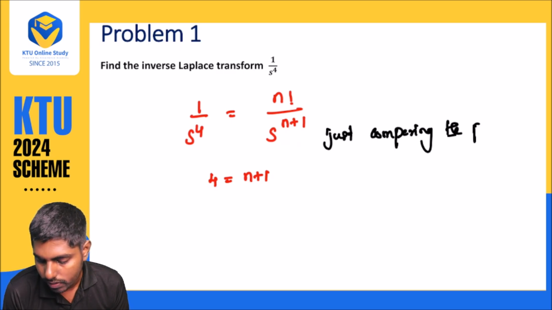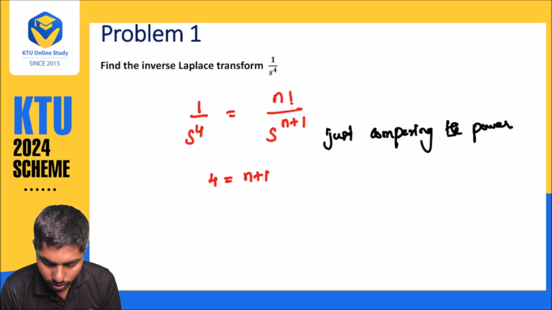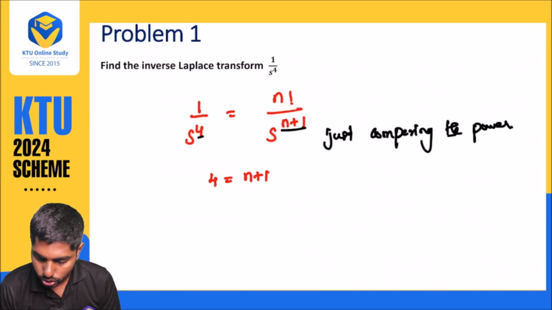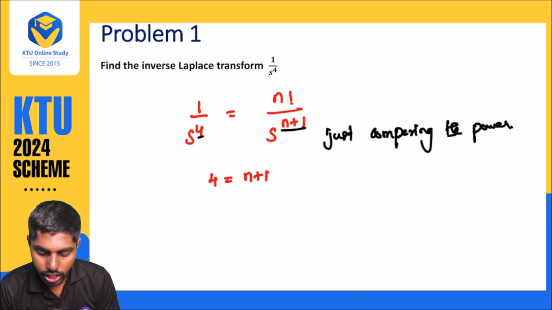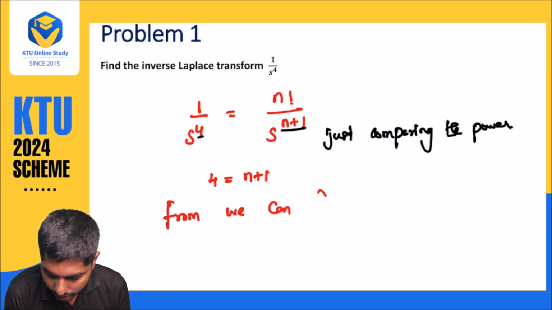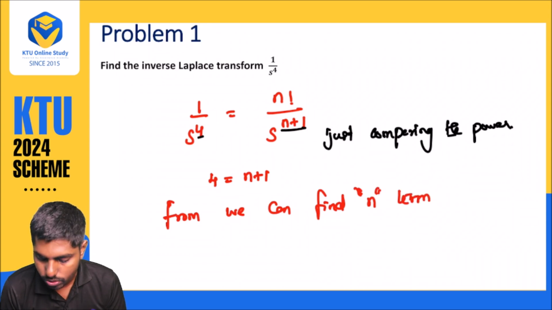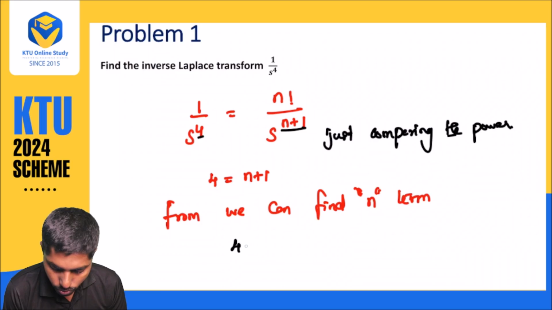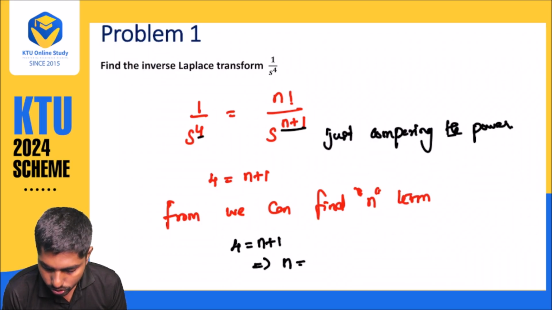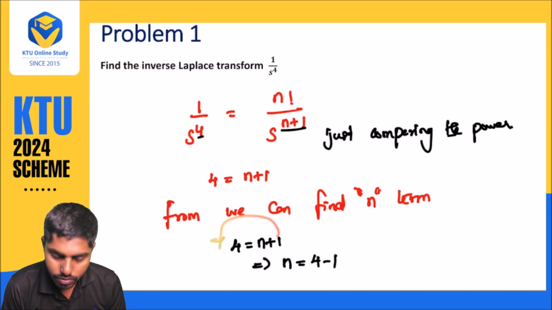Comparing the power. When you are comparing the power, I am taking 4 is equal to n plus 1. So from here we can identify the n value, no? From here we can find the n term. So what is n? 4 is equal to n plus 1, so n is equal to 4 minus 1. The plus 1 is going to the other side, which means it will become minus 1.